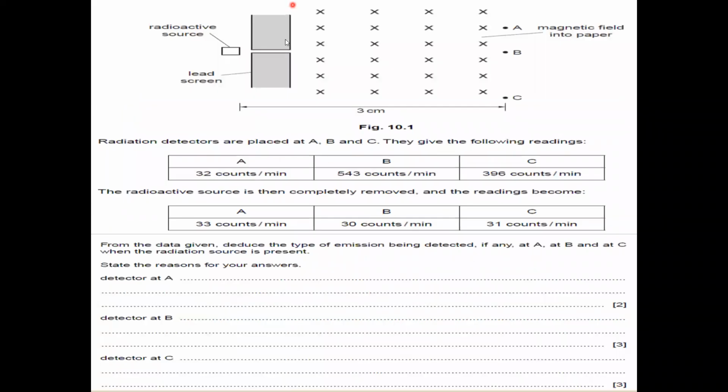In this question, as you can see, we have three detectors. One is at A, one is at B, another one is at C. Radiations are coming from the radioactive source. We use a lead screen so that they can pass in a straight line. The radiation detectors are placed at A, B, and C, and they give the following readings: 32, 543, and 396. And then the radiation source is completely removed.